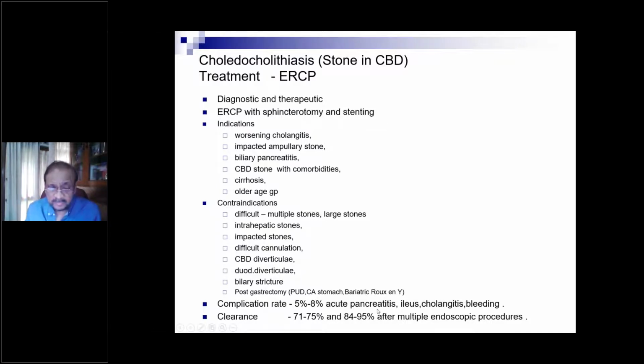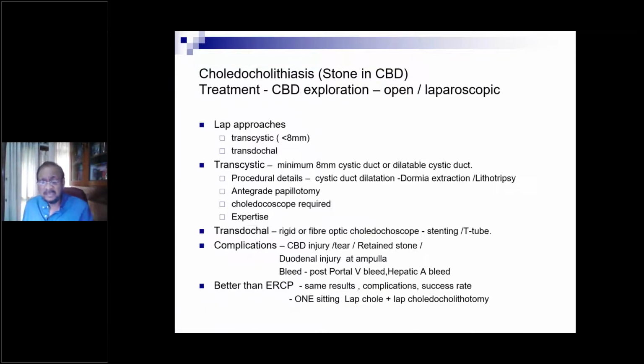Complication rate is again a negative point, which works against ERCP: 5 to 8% acute pancreatitis, ileus, cholangitis, and bleed. So all are working against ERCP. Clearance rate is again not 100%. One time it is 71 to 75%. You do it multiple times, then you can have a rate of 84 to 95%. So these are basically the pros and cons for ERCP.